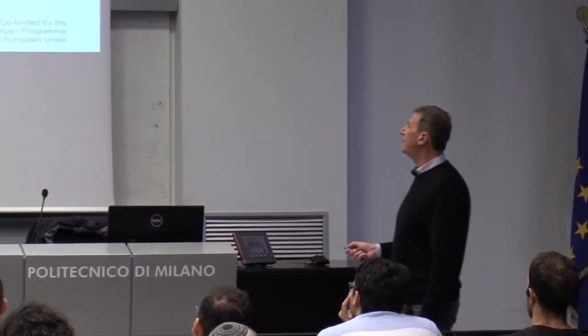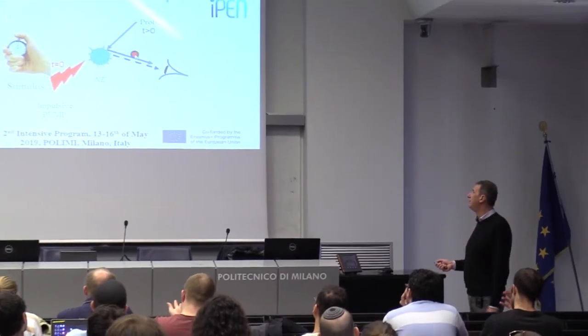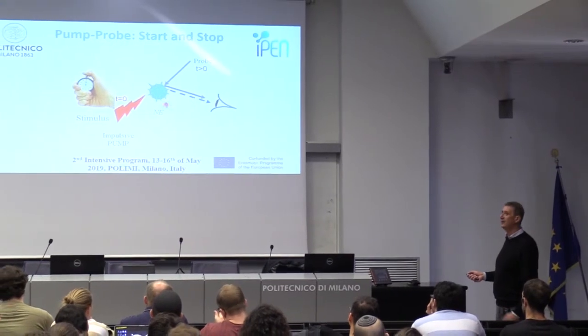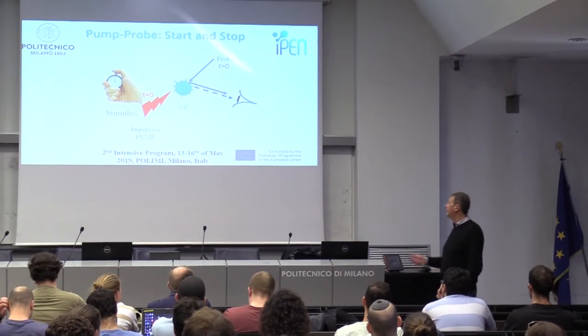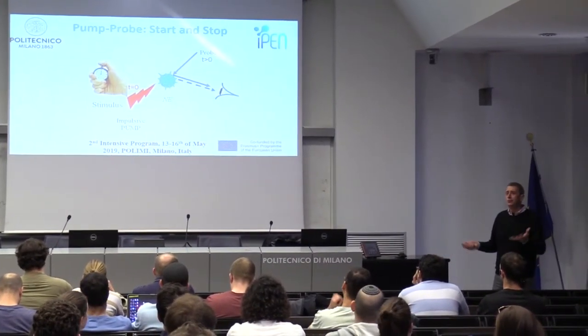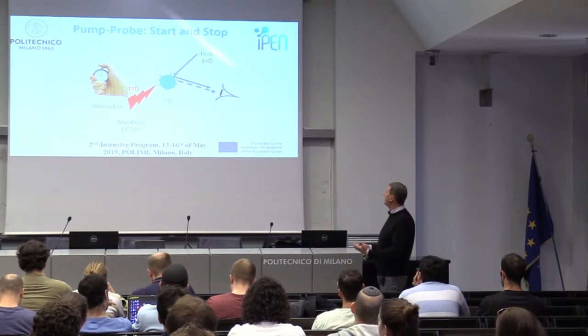So the stimulus, which for us is the pump, what we call the pump pulse, will be optical, and it is the one that makes a non-equilibrium state of the system. And then, this is a collective state. Then there is the probe. The probe is anything that you use in order to interrogate the excited state. So that's the idea of the experiment.